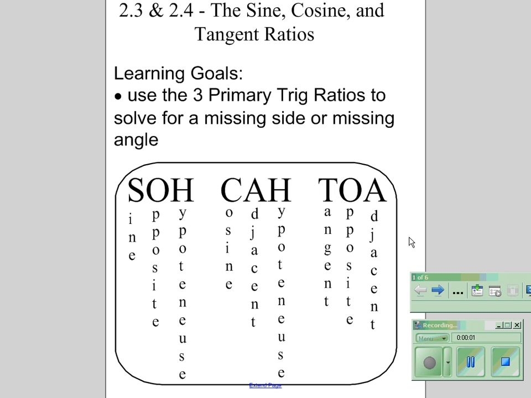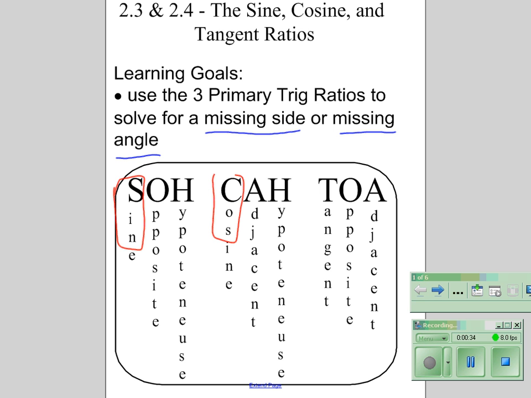So today's lesson is 2.3 and 2.4, the sine, the cosine, and the tangent ratios. And our goal is to use these three primary trigonometric ratios to solve for a missing side and to solve for a missing angle. So students tend to use this reminder, SOHCAHTOA, whenever they need to remember the trigonometric ratios, sine, cosine, and tangent.